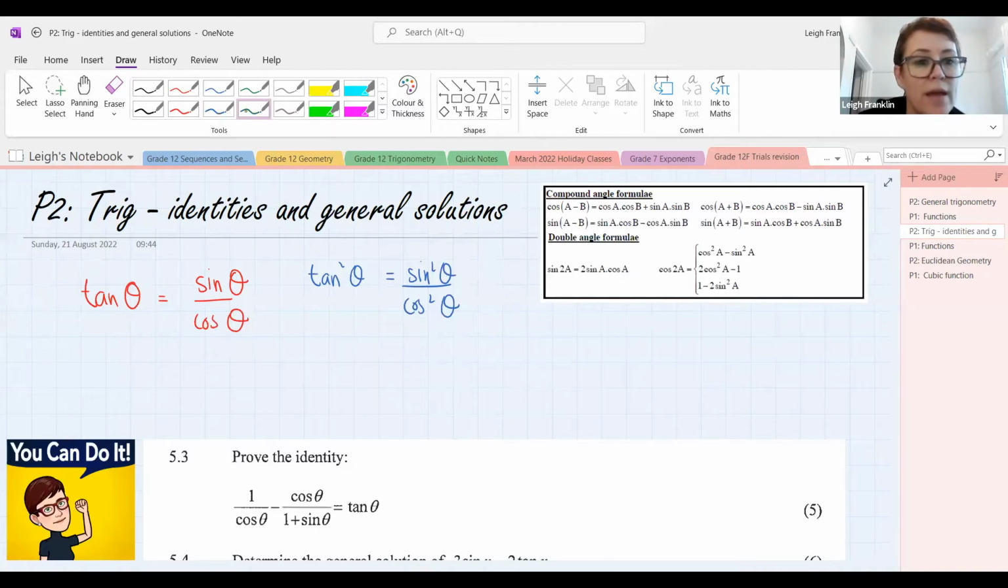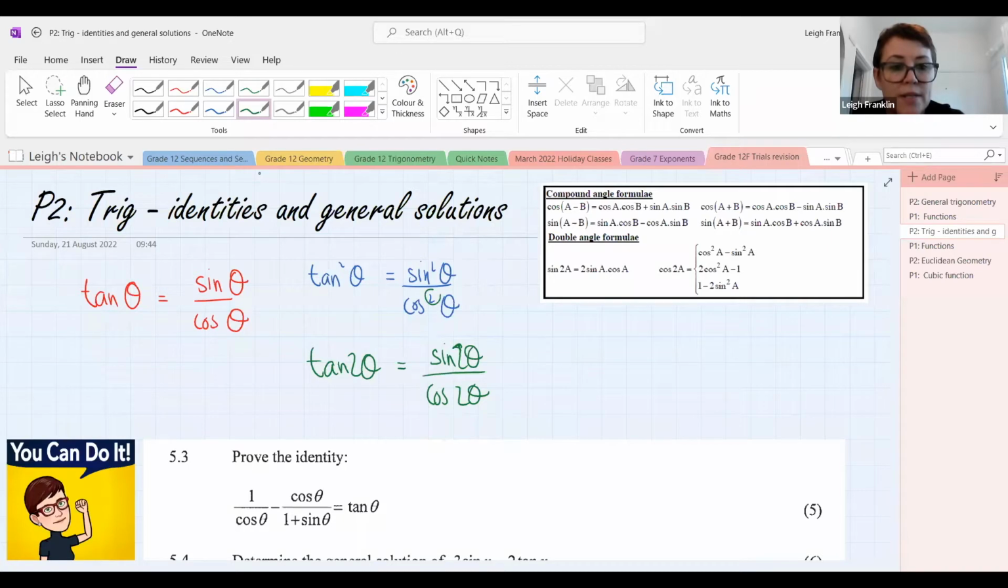And one more thing, if they give you something like tan 2 theta, then that could be written as sine 2 theta over cos 2 theta. So be very careful about the difference between a square and a double angle. They're both written with a 2, but the one is an exponent and the other one is not. So just be careful about how you write that. So that was the first one.